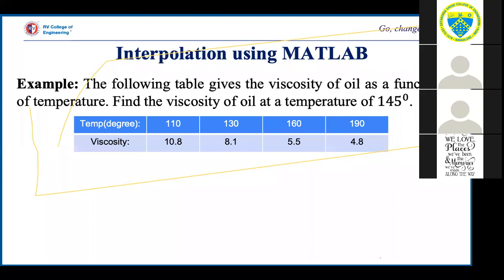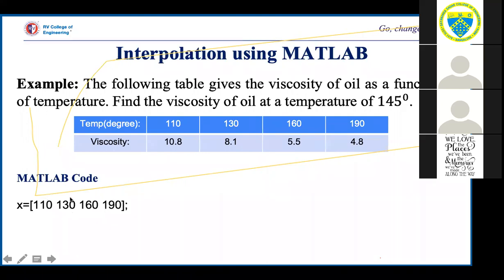If we are measuring viscosity of oil as a function of temperature and tabulated as below, and we have to find the viscosity of the oil at a temperature of 145 degrees using this technique, let us see how to do it. The values of x you give as input 110, 130 separated by space, or you can put a comma in between.